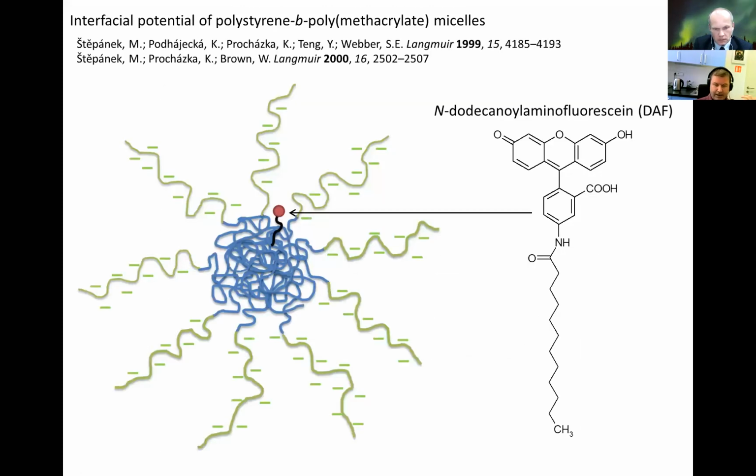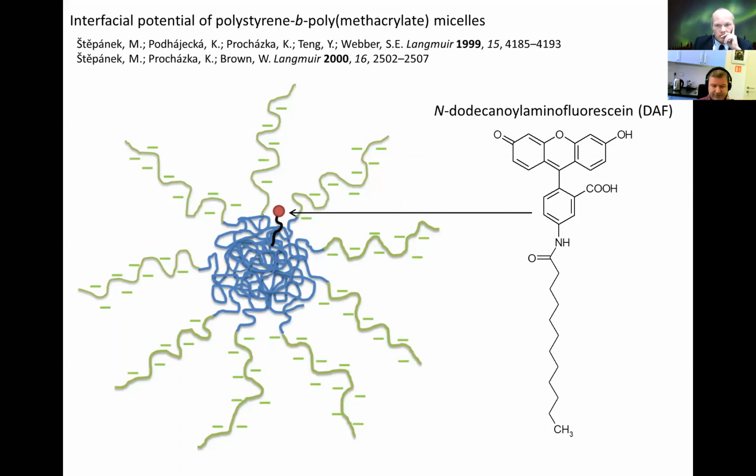So actually, we tried to do the same already 20 years ago. We tried to do the same with polymeric micelles, and we used polymeric micelles of polystyrene-polymethacrylic acid, and we used such kind of indicator. It's the decanoyl aminofluorescein, which very firmly binds at the interface of those micelles. And then we followed the fluorescence measurement.